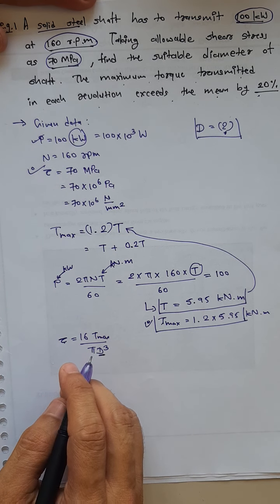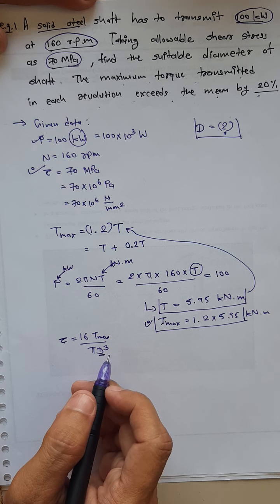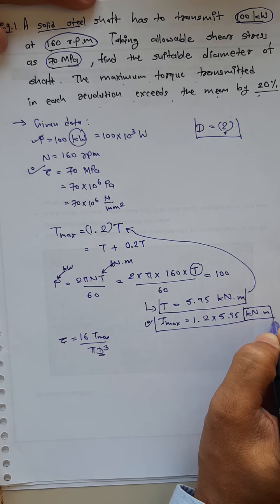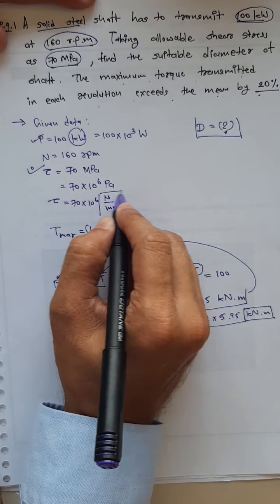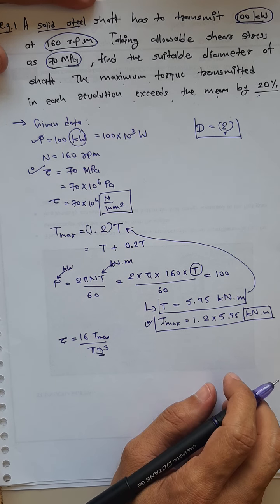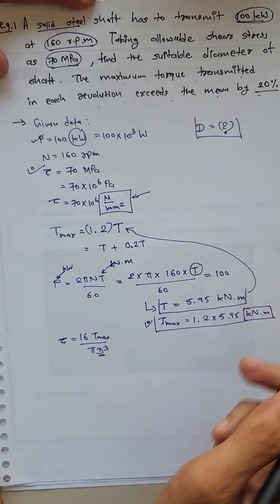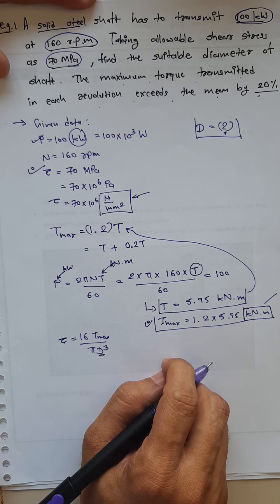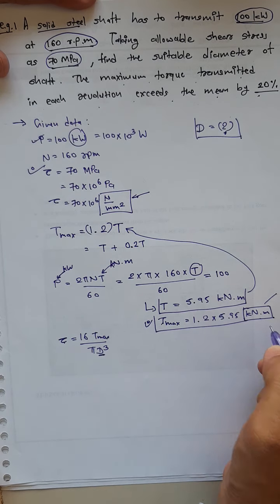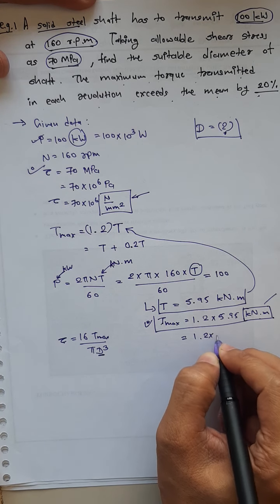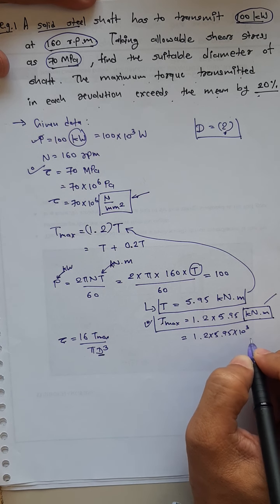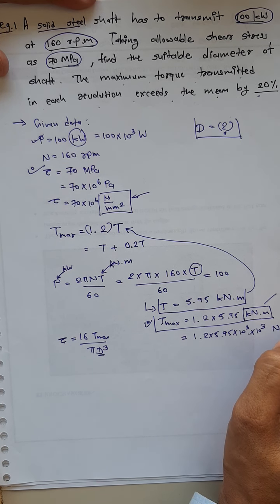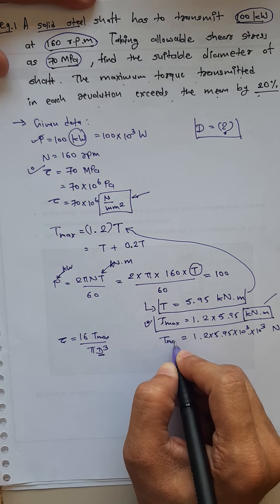Here keep in mind the units. What is the unit of torque here? Kilonewton into meter, and the unit of shear stress is newton per mm square. So either convert this into kilonewton per meter square, or convert this into newton and mm. I suggest you convert this into newton into mm. So if I convert this, 5.95 into 10 raised to 3 newton, multiplied by another 10 raised to 3 for meter to mm, so newton into mm. So this is the T max.